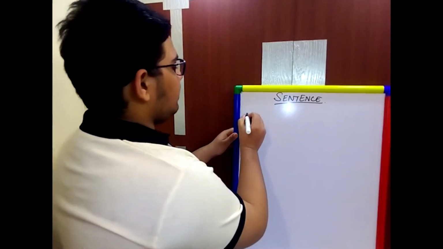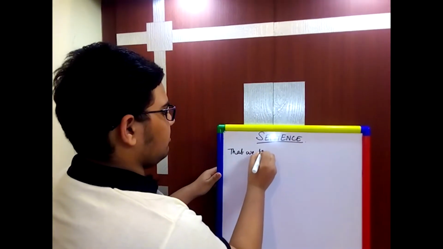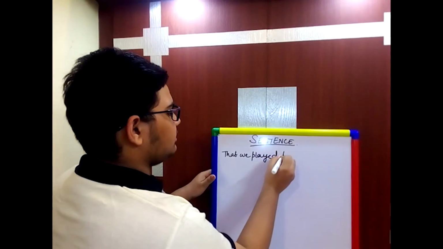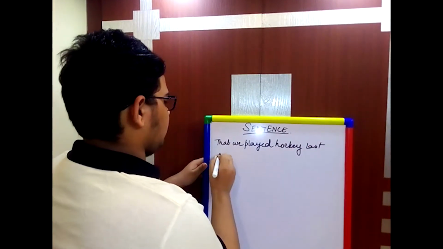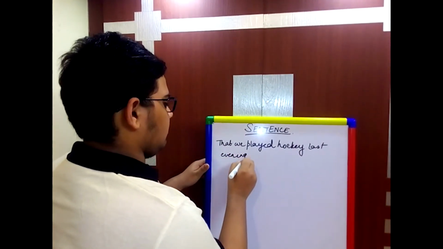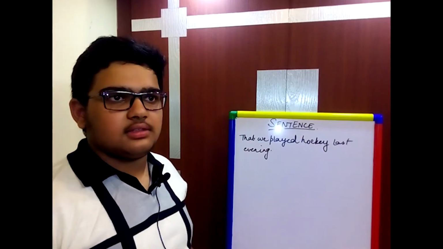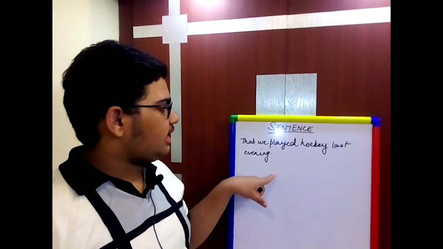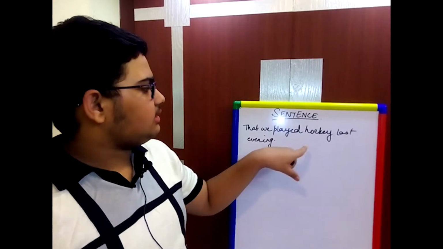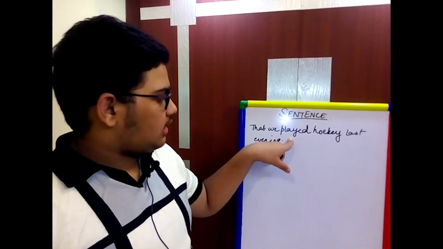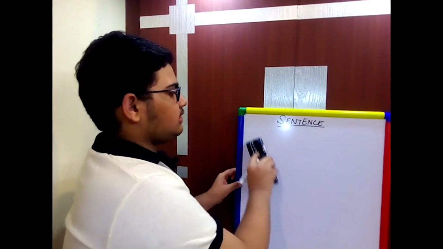Now, if we write that we played hockey last evening. Now, this sentence, how can we identify it as a sentence? The main things of a sentence is that the sentence must have a punctuation mark, and it should have a verb. Now, we have done this. So we now come to the kinds of sentences.